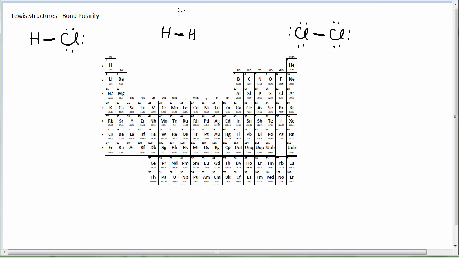But we do see differences in these single bonds, and one of the ways we see differences is in the fact that the two electrons shared by the HCl molecule, by the hydrogen and chlorine in this molecule, these two electrons are not shared equally, as opposed to the two electrons in H2 and the two electrons in Cl2 are shared completely equally.